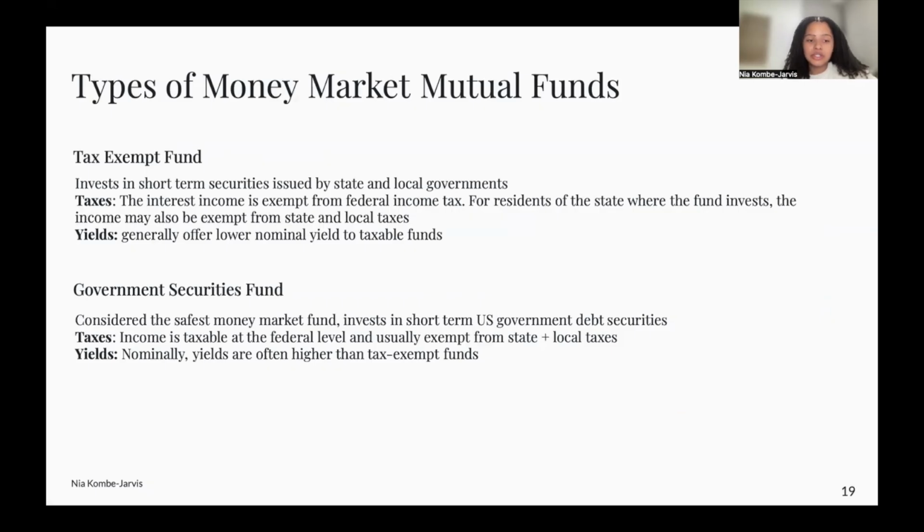And then the government securities funds are considered the safest type of money market fund, and they invest in short-term US government debt and securities. So the income is taxable at the federal level, but for this one, not at the state and local level. And this one often has higher yields than the first.